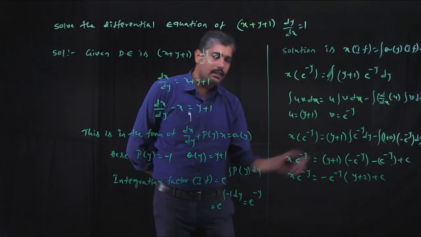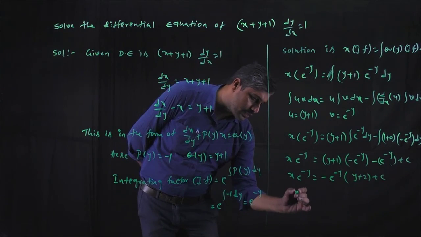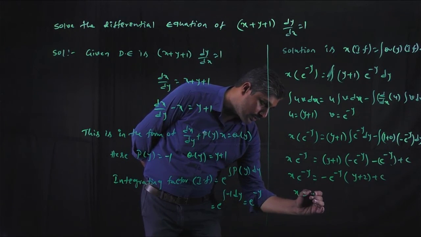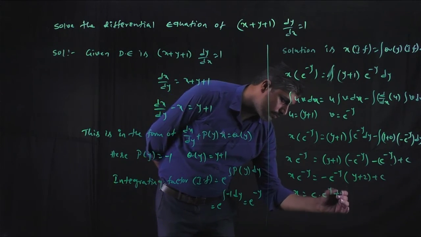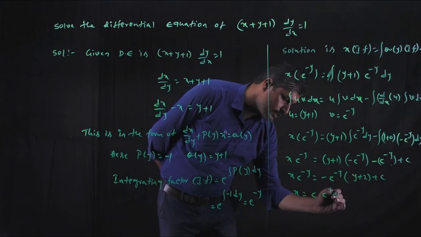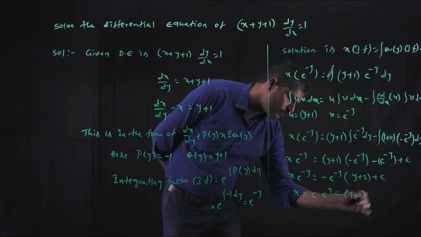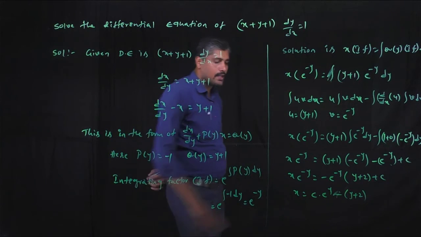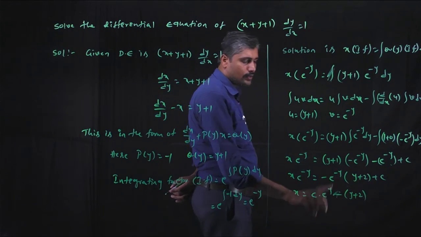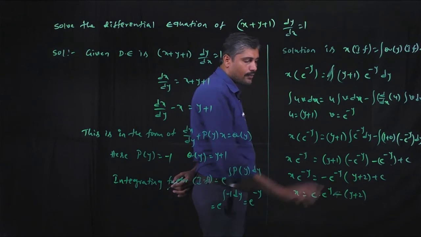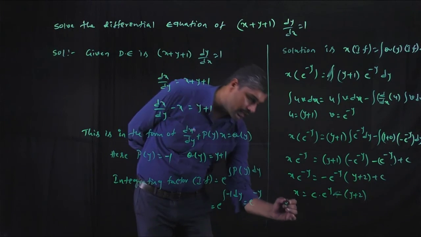Then dividing with e power minus y, then we get x equal to c into e power y minus y plus 2. Right, e power minus y is cancelled, that is c by e power minus y, then we get c into e power y minus of y plus 2, which is the required solution.